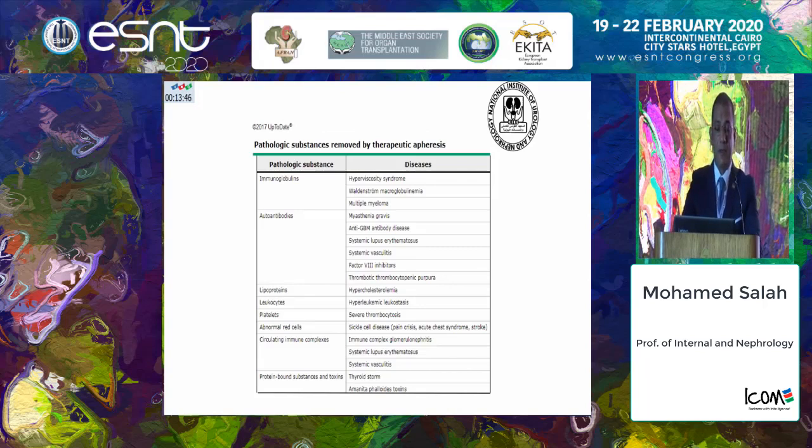These are examples of the pathologic substances removed by therapeutic apheresis: immunoglobulins as in hyperviscosity in Waldenstrom, multiple myeloma, autoantibodies, myasthenia, anti-GBM, systemic lupus, systemic vasculitis, factor VIII inhibitors, TTP, lipoproteins in hypercholesterolemia, leukocytes in hyperleukocytic leukostasis, platelets in severe thrombocytosis, abnormal red cells in sickle cell disease, circulating immune complexes in glomerulonephritis, SLE, or vasculitis, and protein-bound substances and toxins, thyroid storm or Amanita phalloides toxins.